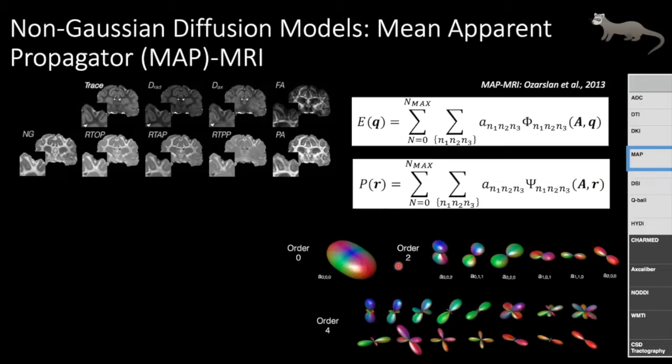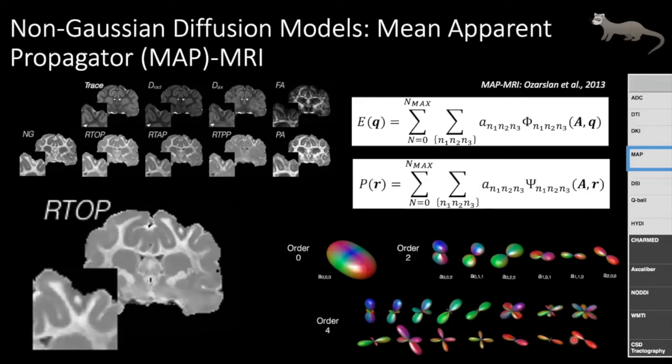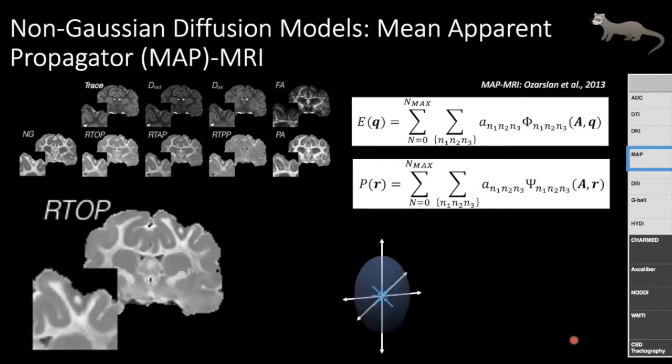There are a couple nice properties of this model. The zeroth order is actually the diffusion tensor itself, and then anything above that is non-Gaussian. From that come a number of metric maps, including non-Gaussianity, which compares the full propagator to the zeroth order term, the return to origin probability, which is a nice propagator metric in general, because it's just the propagator at zero displacement and tells us the probability that a water molecule hasn't moved.